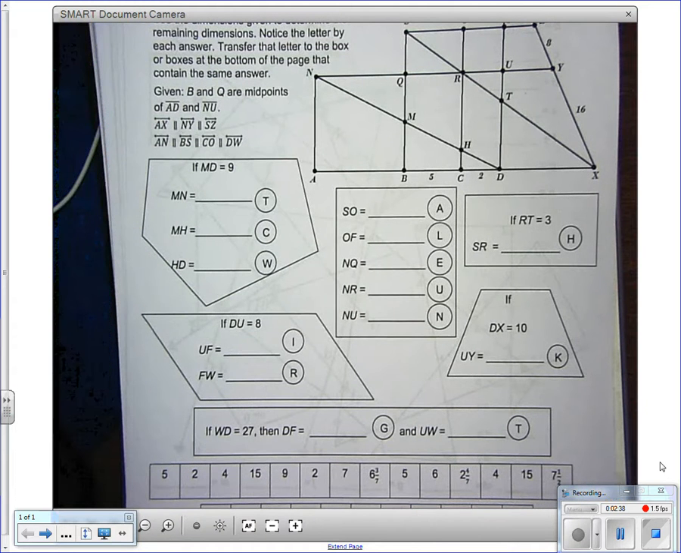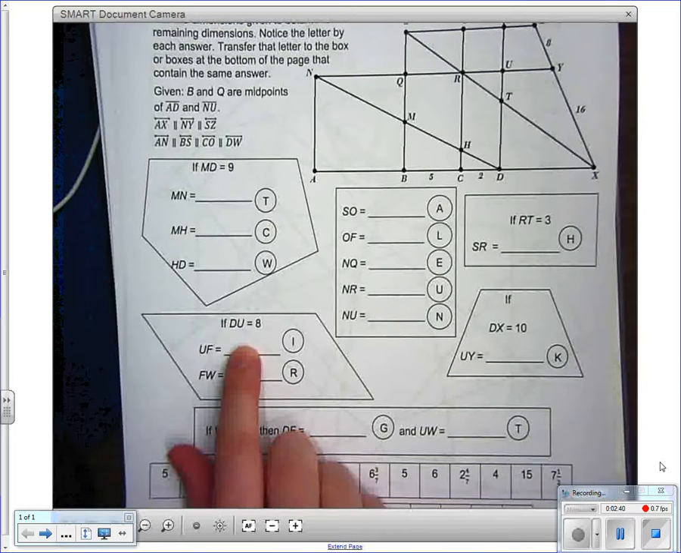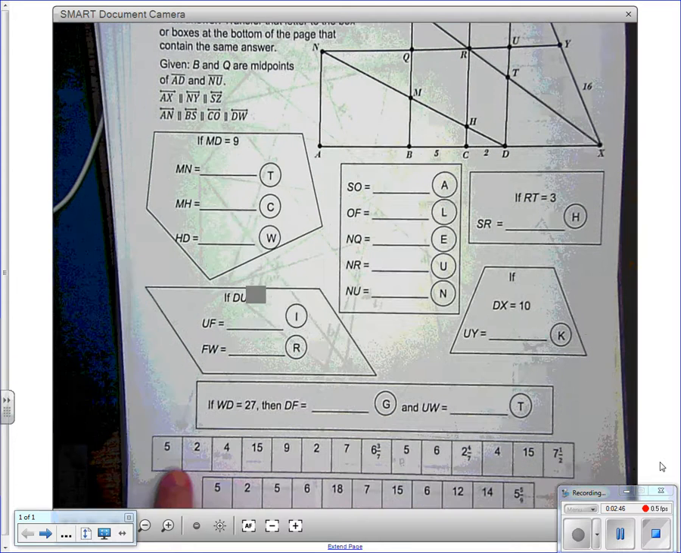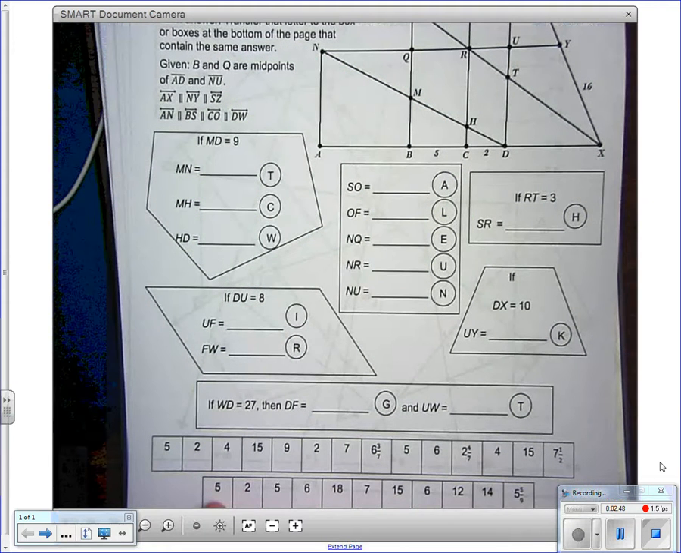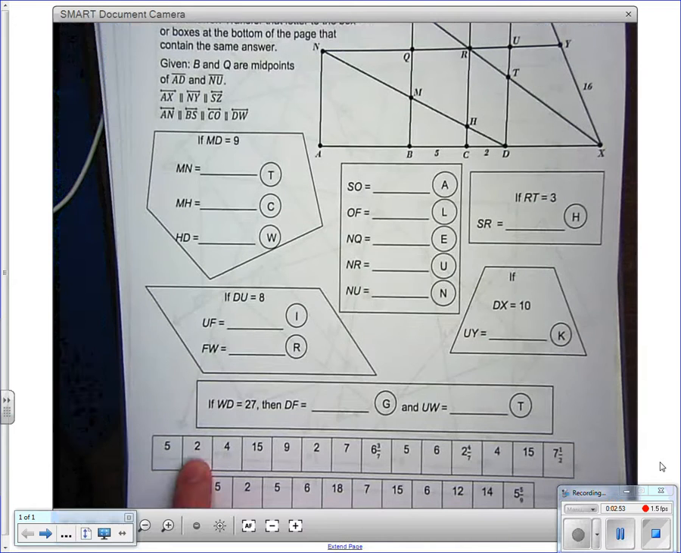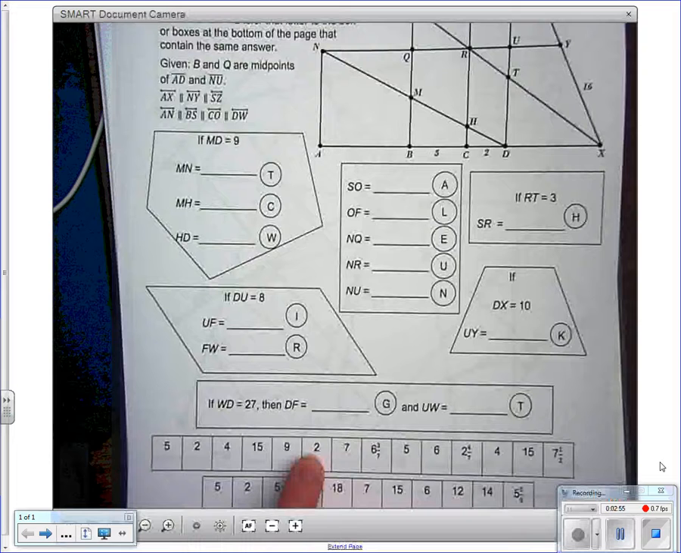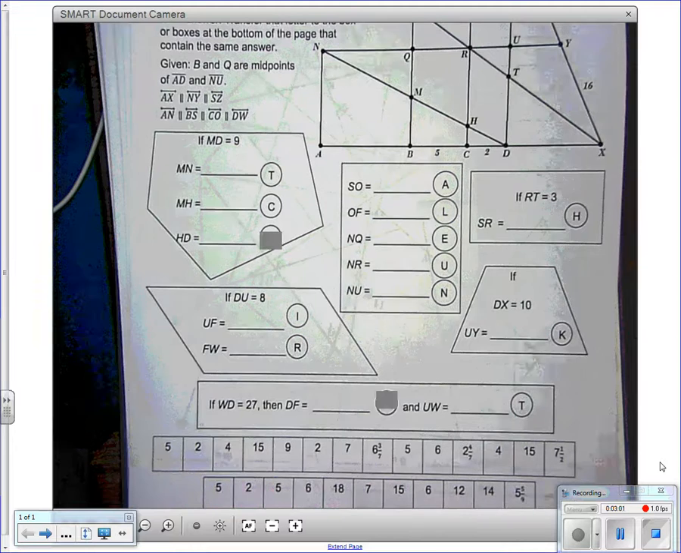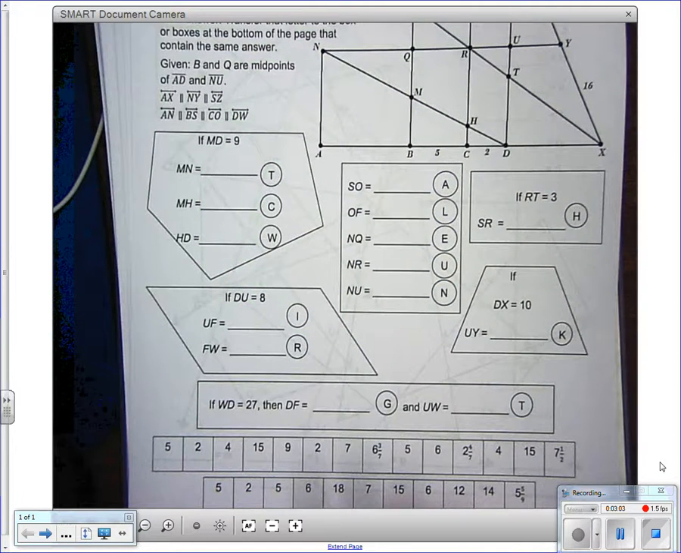And so let's say that we find that this one is a 5. Well, that means that we put an I in this blank where it says a 5, and in this one, and in that one. And then if this was a 2, we would put an R here, where we have a 2, here, and here. So all of the numbers that go in these blanks are going to be found down here, and you're going to match up your letters with your answers.